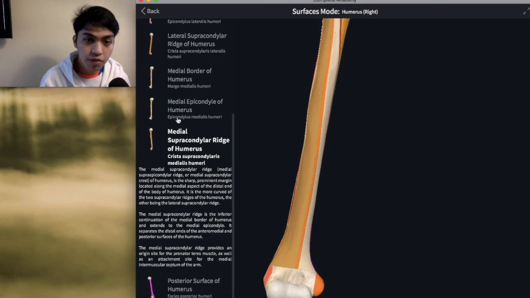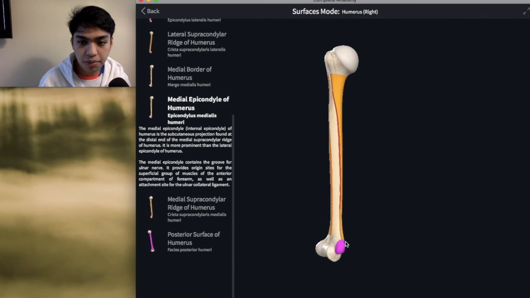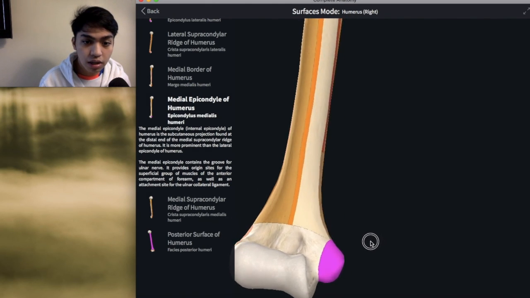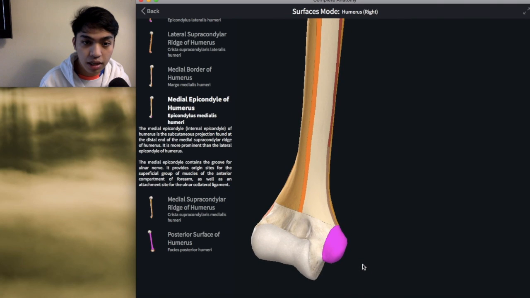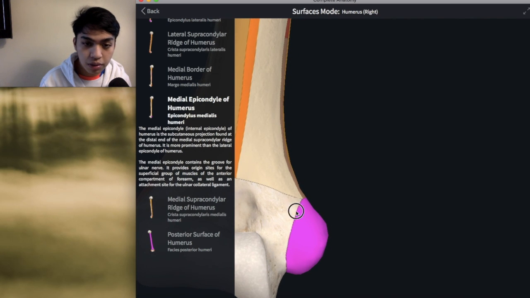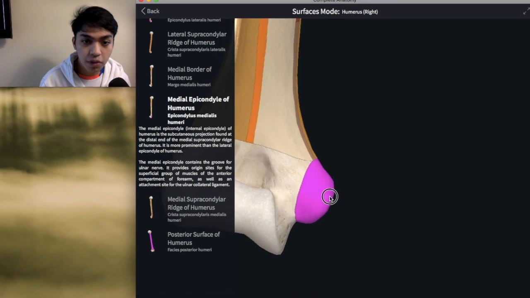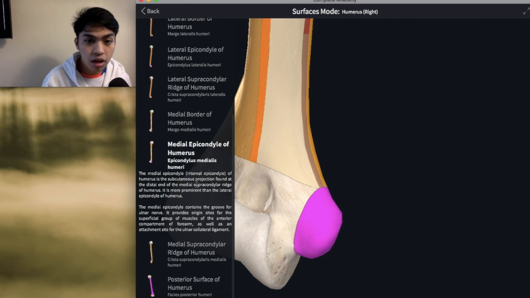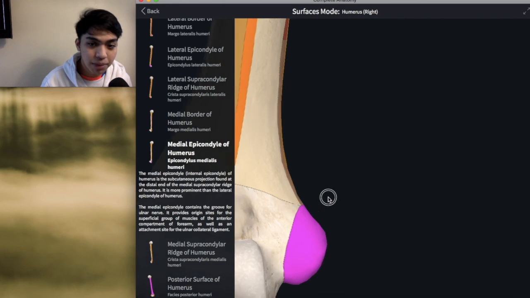And then for the epicondyles, okay. This is the medial epicondyle at the terminal end of the medial supracondylar ridge, yan. It is a subcutaneous projection which contains the groove for the ulnar nerve and also provides the origin sites for the superficial group of muscles of the anterior compartment of the forearm, which again would be tackled by the next reporter pa. And it is also the attachment site for the ulnar collateral ligament.